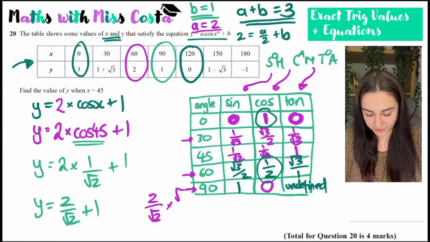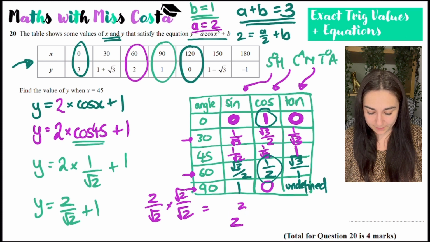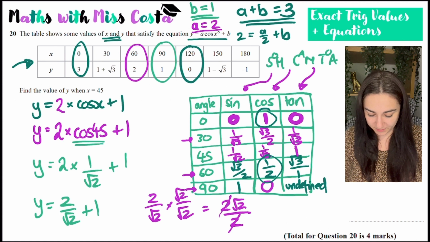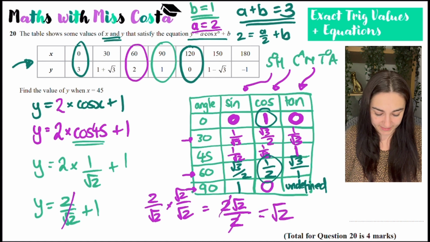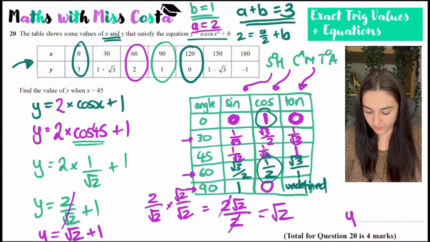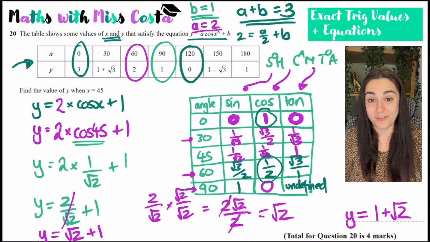I'm going to want to rationalise the third. So that would end up being 2 root 2 over 2, which would simplify. 2 divided by 2 is 1, so this simplifies to just root 2. So y equals root 2 plus 1, or y equals 1 plus root 2, whichever is fine.